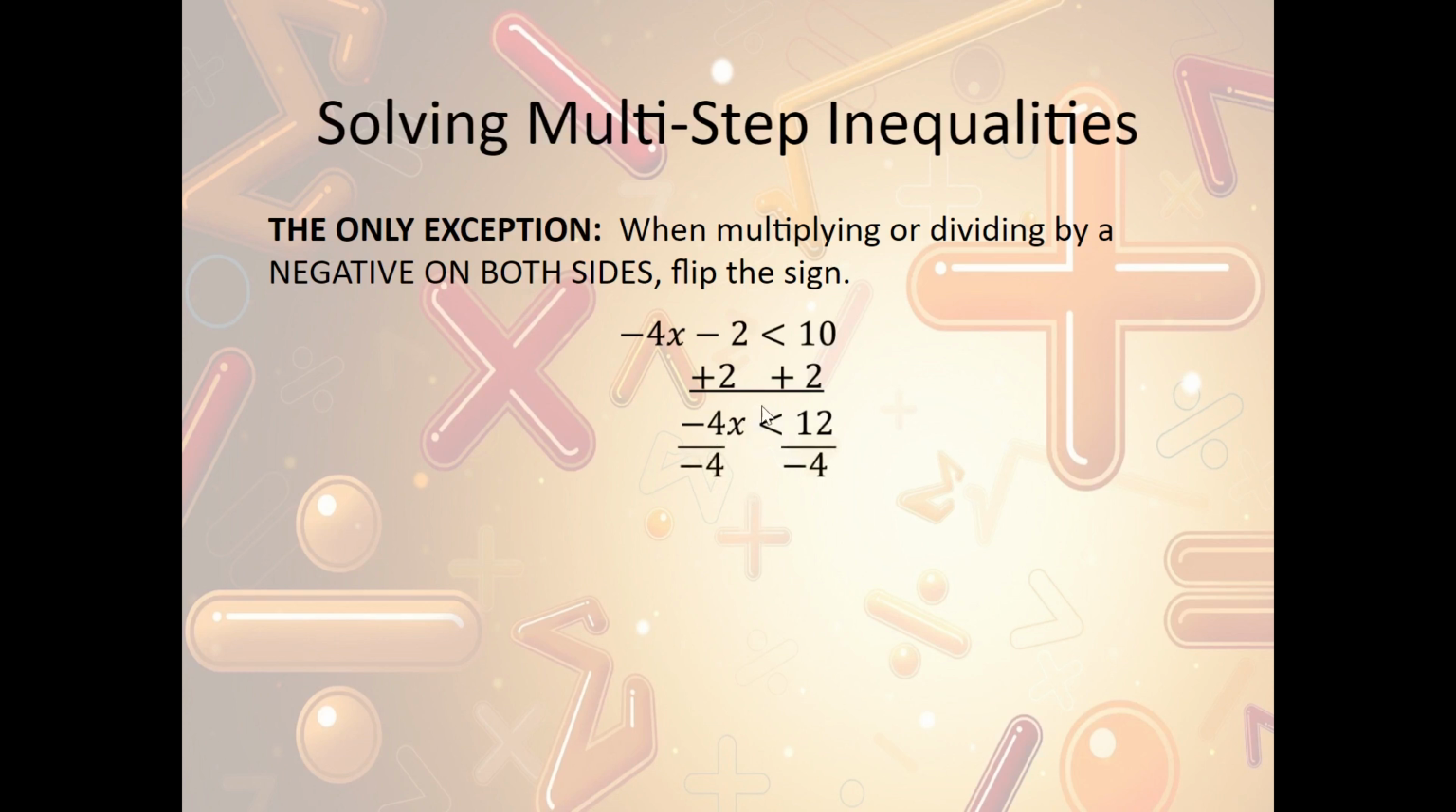So when we do that, we need to take this sign and flip it and go the other way. So we flip the sign, and we get -4 divided by -4 is 1, and 12 divided by -4 is -3. So we get x, and now we flip the sign, so it says greater than -3. So anytime we multiply or divide both sides by a negative number, we're always going to flip the sign.